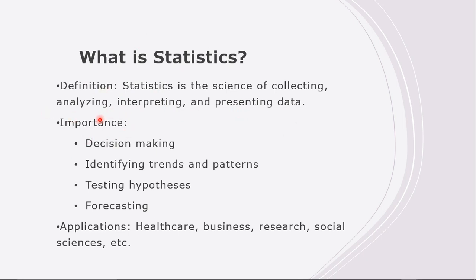Now, why is statistics important? It helps us to make informed decisions. It helps us to identify trends and patterns. It helps us in testing hypotheses. It helps us in forecasting. We're able to make informed decisions out of statistics because we'll be able to understand why there's an increased incidence of diarrhea in that community. And then public health measures can be put in place so that we halt that diarrhea increase in that community.